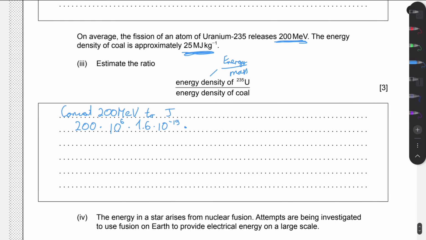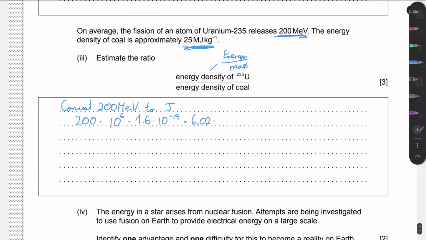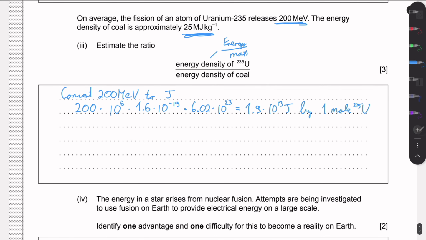So if we multiply this joules by 6.02 times 10 to the 23, we'll get the energy we get from 1 mole. So this will be 1.9 times 10 to the 13 joules by 1 mole of uranium-235. In the mark scheme, by the way, I believe there's a minus sign in front of the 23. Don't ask me why, that must be a typo, as if you plug in minus 23, the answer that comes out is incorrect. And this is Avogadro's number anyways.